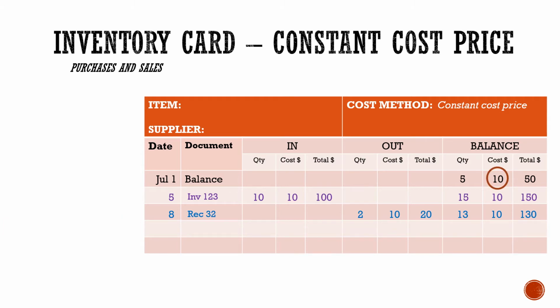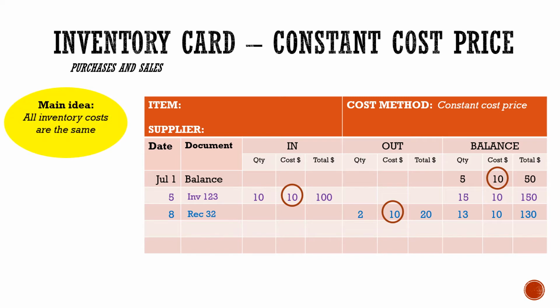So note how the cost price of the balance that we had on hand on the 1st of July was $10 per unit. And when we purchased more inventory on the 5th of July, it was still the same with a cost price of $10 per unit. When we sold, the 2 units also had a cost price of $10 per unit. So with this constant cost price method, the main idea is that all inventory costs are the same.